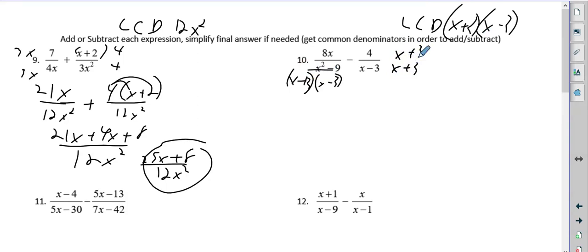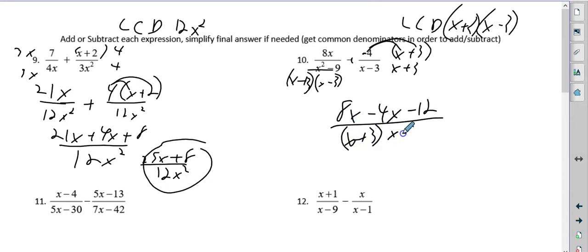Now remember, I'm going to be distributing this 4, so put in parentheses. And also, my hint, anytime you have subtraction, make it plus and assign the negative up here so you remember to send this in like this. So I'm going to do that before this time, just to show a different way. 8x minus 4x minus 12 over x plus 3, x minus 3. 8x minus 4x is 4x minus 12 over x plus 3, x minus 3.